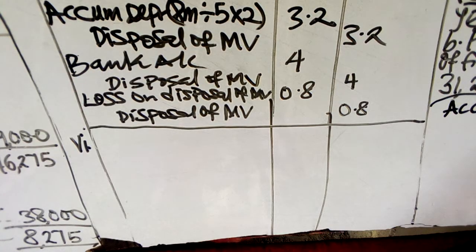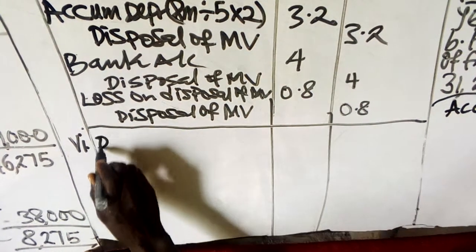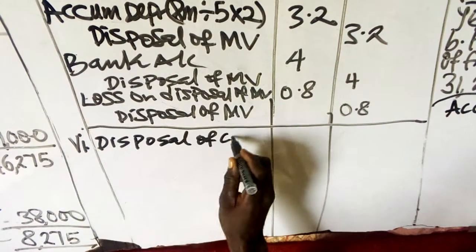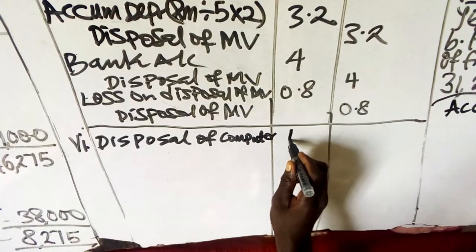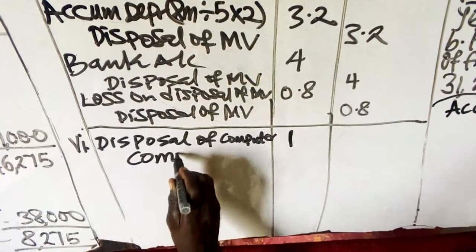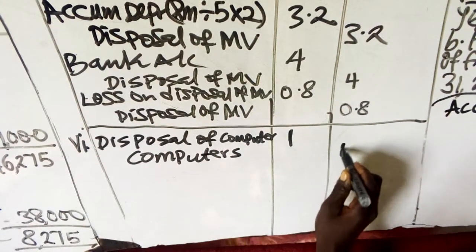So, you debit disposal of computer with the cost of 1 million. You now credit the computer's account because you want to recognize that your computer has reduced. You credit it with 1 million.